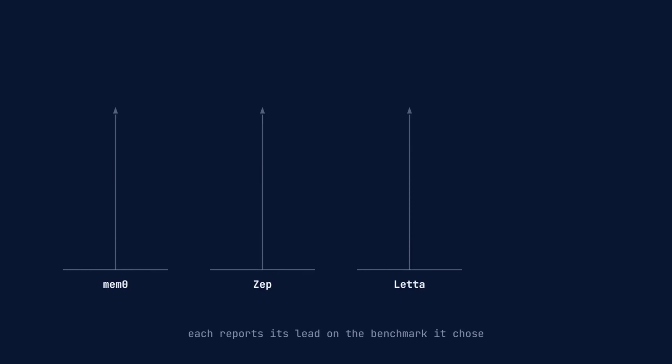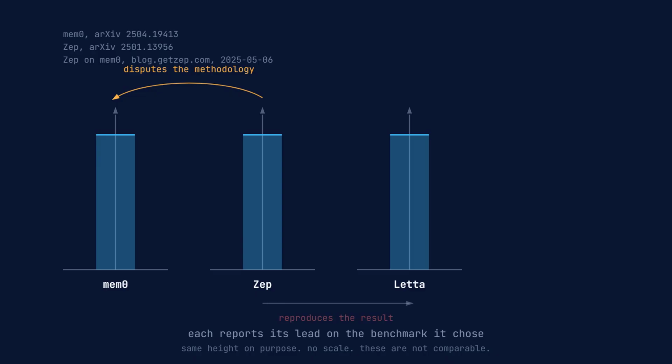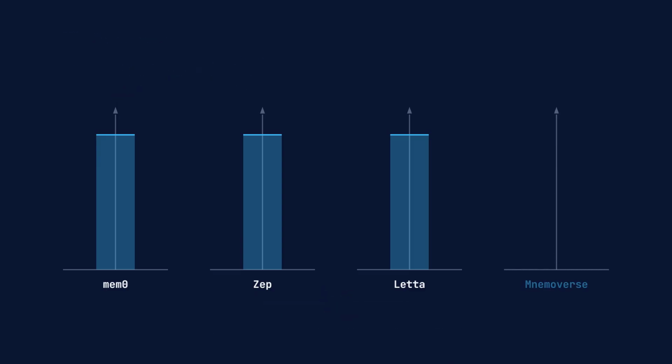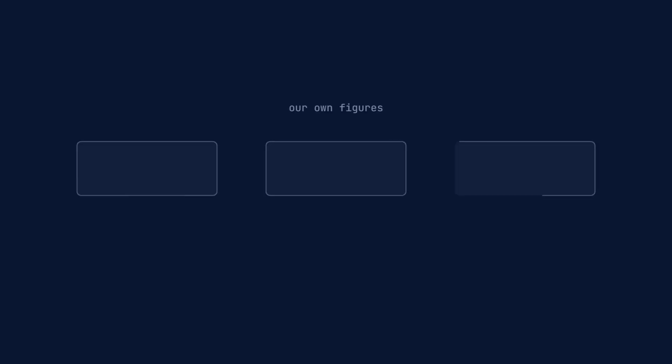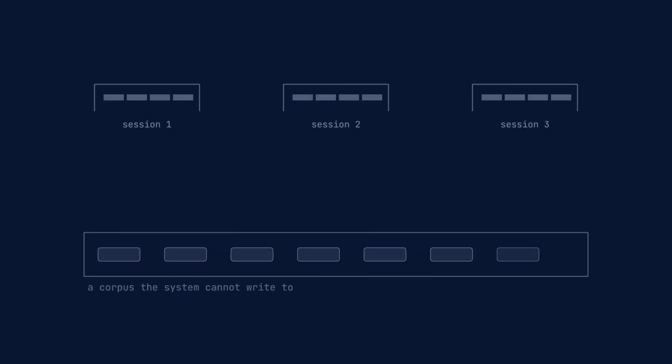On benchmarks generally, be suspicious of all of us. Every vendor reports its lead on a benchmark it chose and disputes the other's methodology rather than reproducing it. That includes us. You will notice there is not a single performance number in this video. Ours are frozen until our own measurement harness ships, and I am not going to quote anyone else's to fill the gap. 2 more reasons to be careful, and both apply to us.